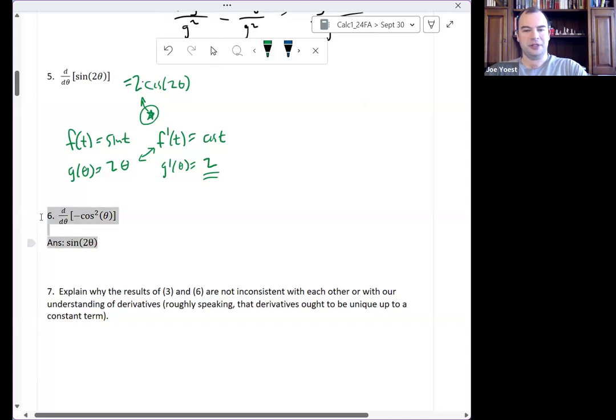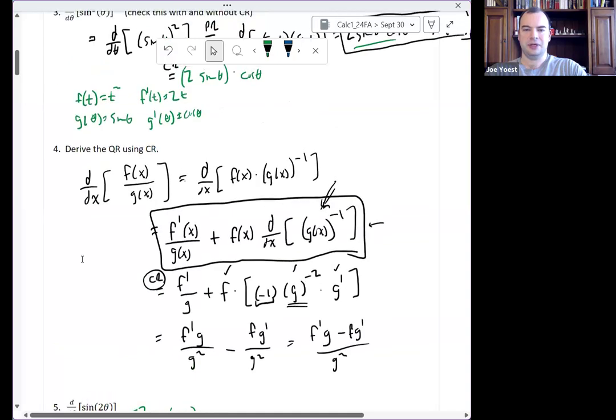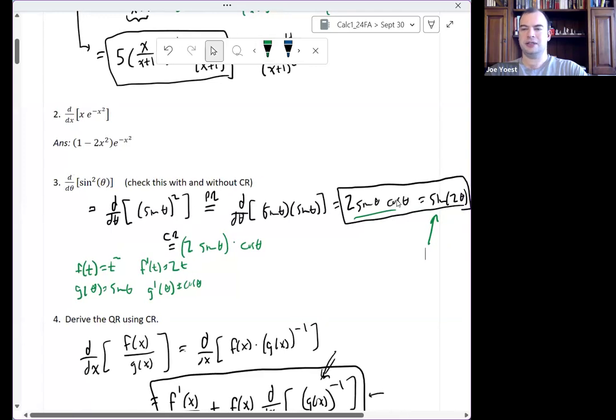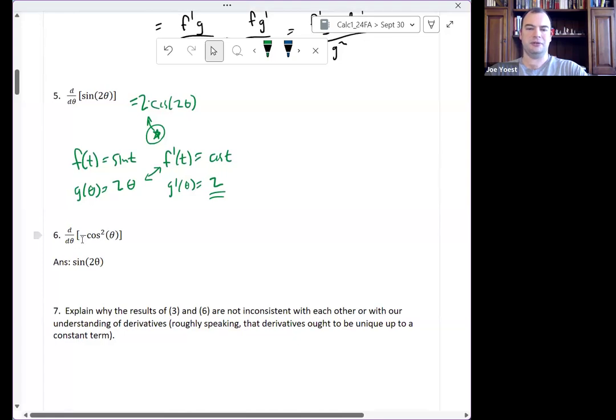Number 6, we come up on this one and we actually notice when we get to the end that we get the derivative as sine of 2 theta. And that might ruffle our feathers a little bit because the derivative of sine squared theta was sine of 2 theta. But supposedly the derivative of negative cosine squared theta is also sine of 2 theta. I have two different functions. How can they have the same derivative?